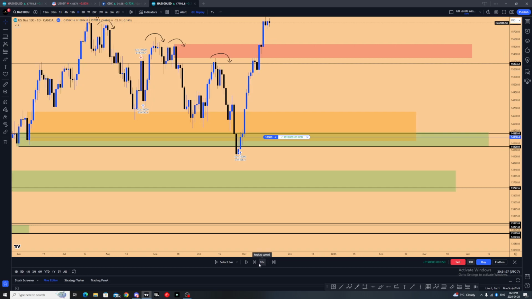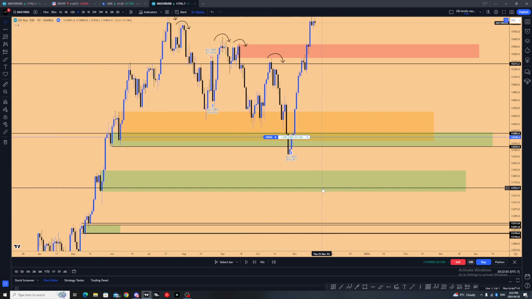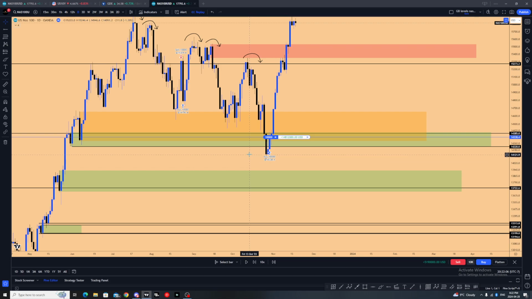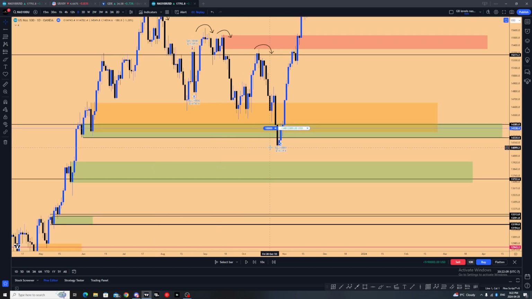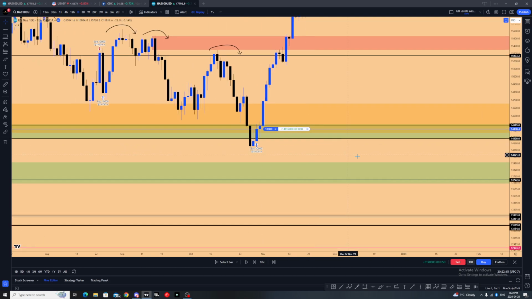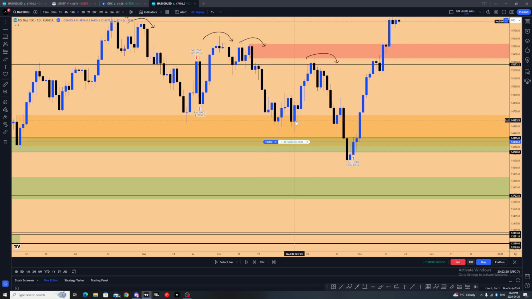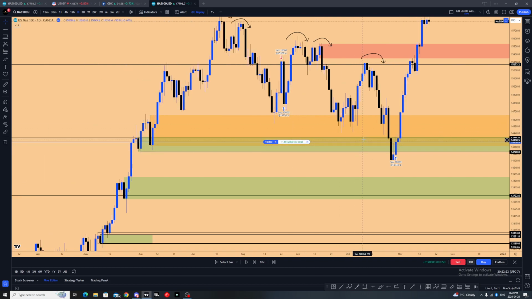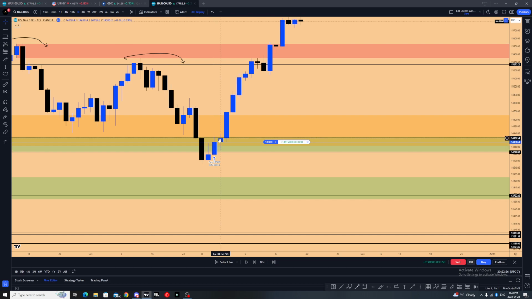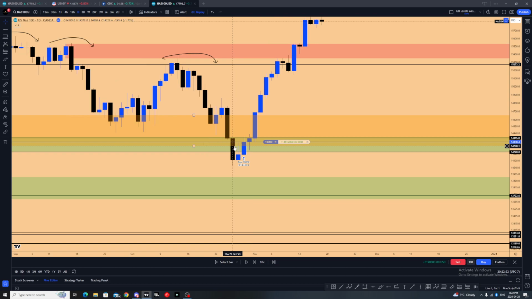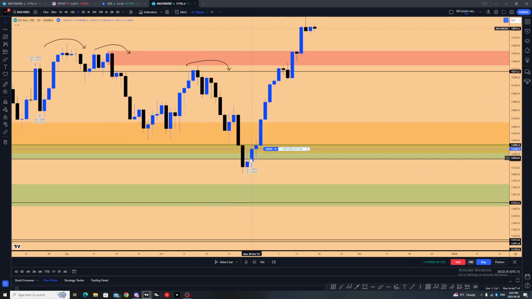See, I was right about it. Now, one of the main reasons that I took that long is because, sure, I understand that it hasn't really tested the support over here, but I'm trying to play the failed breakdown. Everybody's trying to short this support zone because it should break down, and it did break down. And the moment I saw the first signal of reversal, like a swing low being formed, I'm like, I'm going long. I don't care if it wants to go lower or not. I'm okay being stopped out and then taking a long lower.